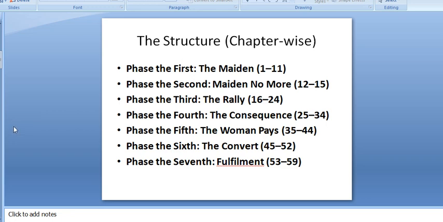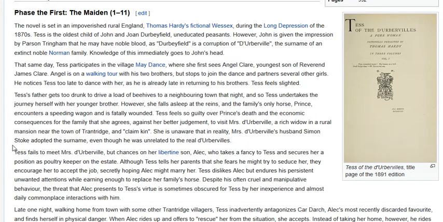Let's summarize the whole book from chapter 1 to chapter 59. Phase the first, The Maiden, from chapter 1 to chapter 11. Summary.